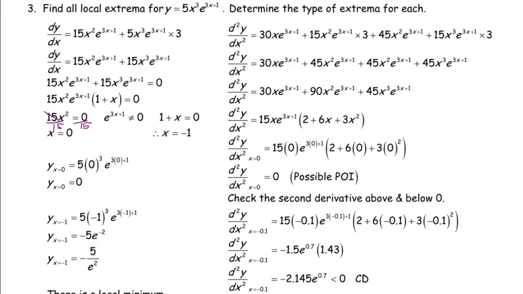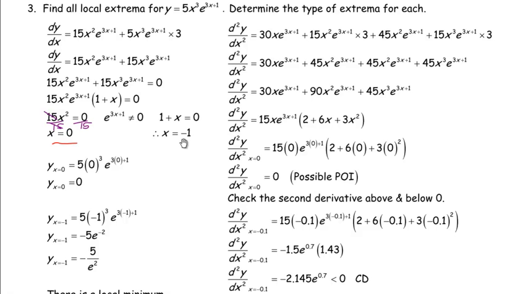And of course those 15s divide out, and I get x squared equal to 0. And so I would solve that by taking the square root of 0, which of course is 0. So that's where this 0 comes in. The last one here, x plus 1 equal to 0. If we isolate for x, we get negative 1. So at 0 and also negative 1, there are potentially local minimum or local maximum points.